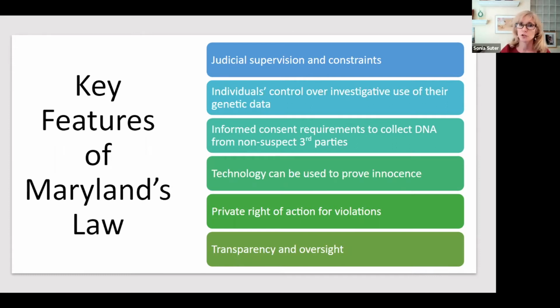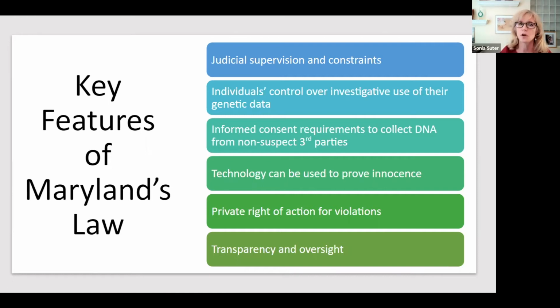It also gives individuals control over the investigative use of their genetic data. So it's not enough for a site to offer explicit notice that they will allow law enforcement to use the data. That could be buried in provisions people don't notice. It actually requires affirmative consent from the users.